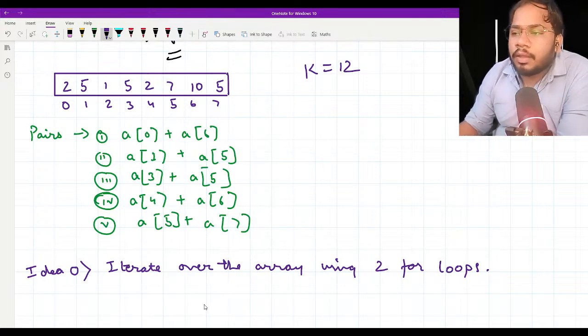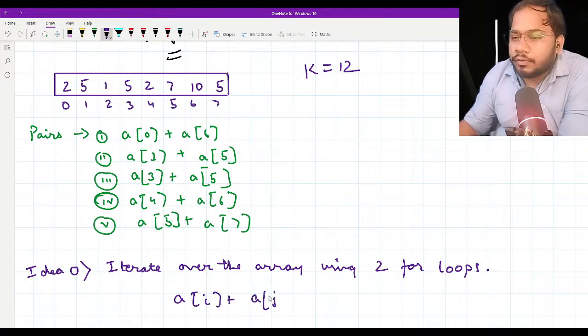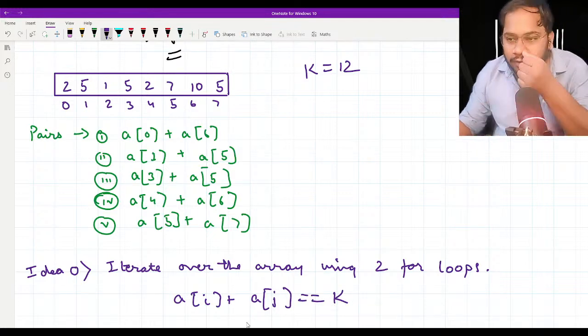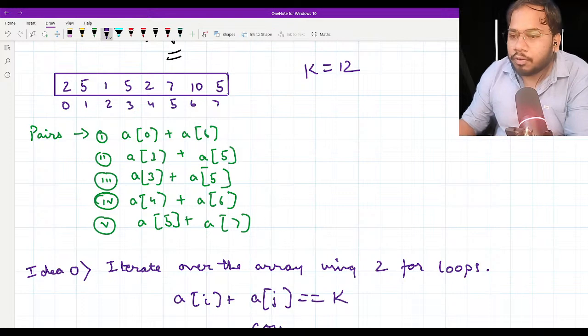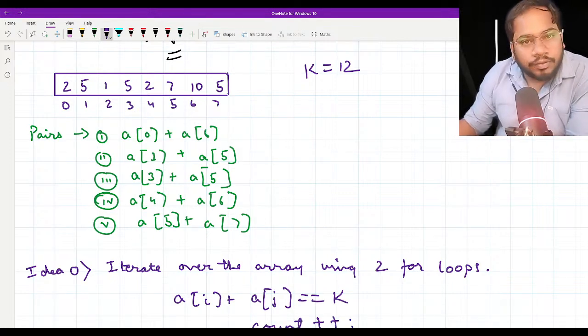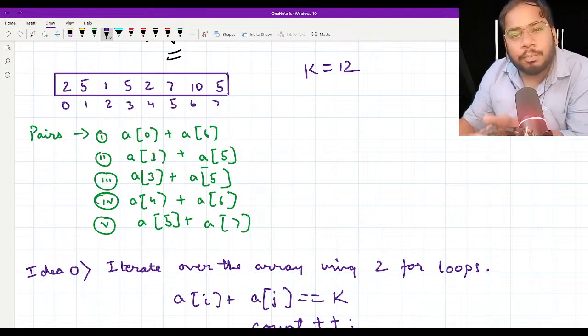After that, we have to check whether a of i plus a of j is equal to k. If that is the case, then we do count plus plus. Initially count will be 0. That is very simple.